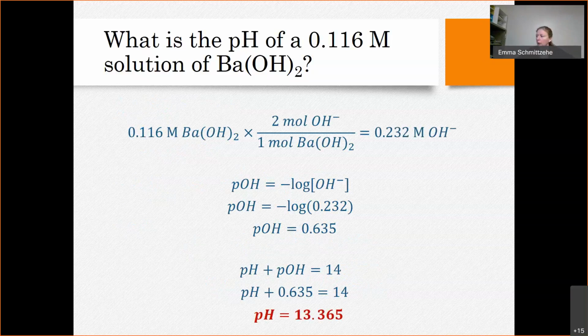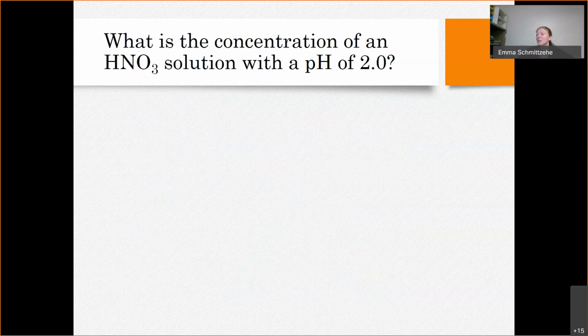So let's see. What's the concentration of HNO3 in a solution with a pH of 2? Okay, so this one seems like it's a totally different question than these others, but it's not. It's still tied to all of these calculations. So I give you the pH, right? I tell you it's 2.0. And I want to know what is the concentration of HNO3. What is the concentration of that to create this pH?